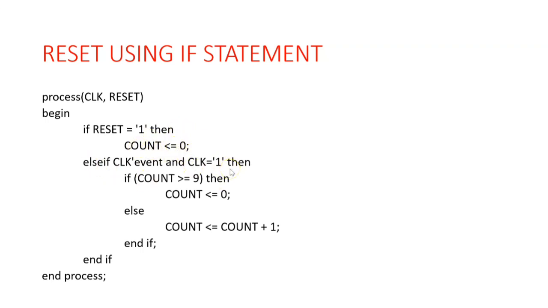Else, if clock'event and clock equal to 1, that is, based on the clock ticking, for every clock cycle the count is getting incremented. Till which value will the count increment? Till 9. See, if count is greater than or equal to 9, then count is again getting reset to the original or initial value. Else, the count will get incremented by 1 based on the clock. Okay, end if, end process.